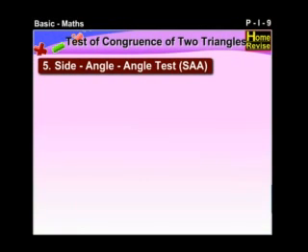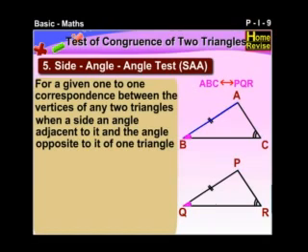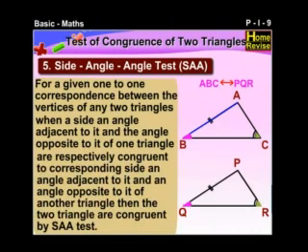Number 5, side angle angle test, that is SAA test. According to this test, for a given one-to-one correspondence between the vertices of any two triangles, when a side, an angle adjacent to it and the angle opposite to it of one triangle are respectively congruent to corresponding side and angle adjacent to it and the angle opposite to it of another triangle, then we can say that two triangles are congruent by SAA test.